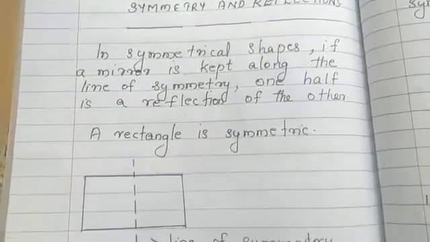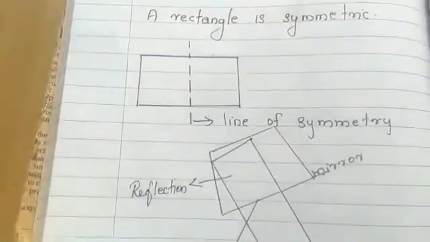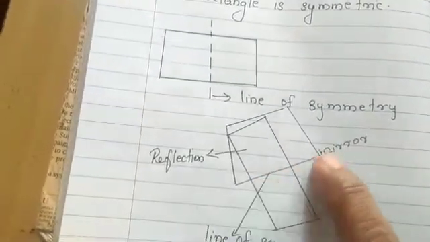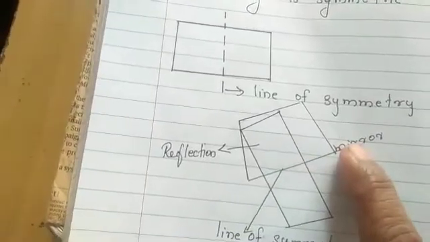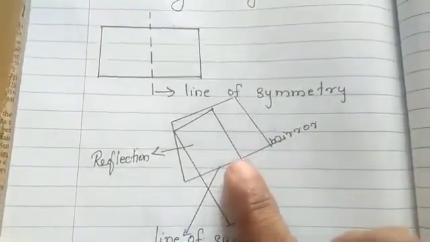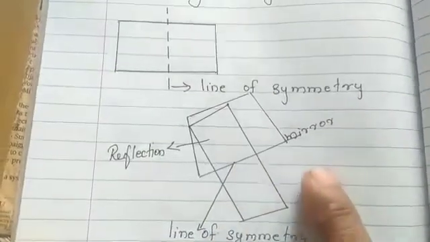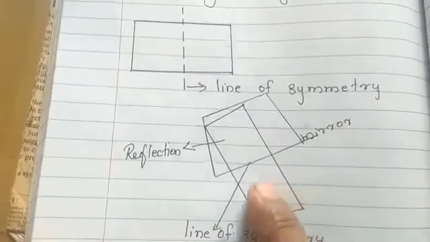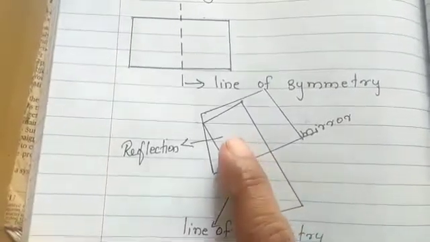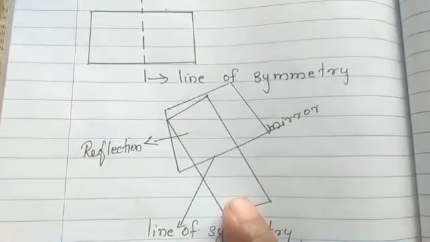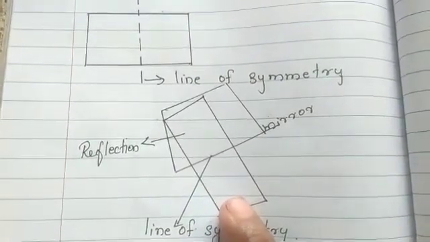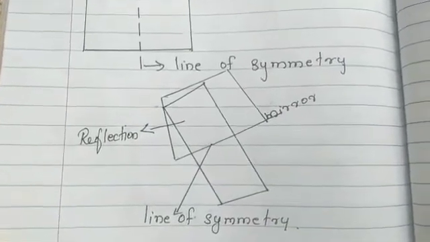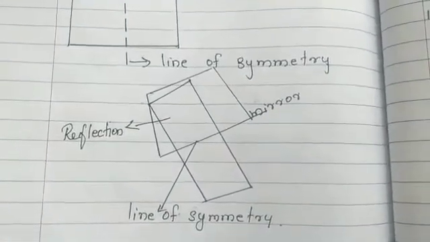Then if we place a mirror along a rectangle in the line of symmetry, suppose this is the mirror we placed here. Then suppose it is the line of symmetry. Then you will get the reflection on the other half. Here we will get the reflection of this half. So, when we place a mirror along a rectangle, that mirror will act as a line of symmetry.